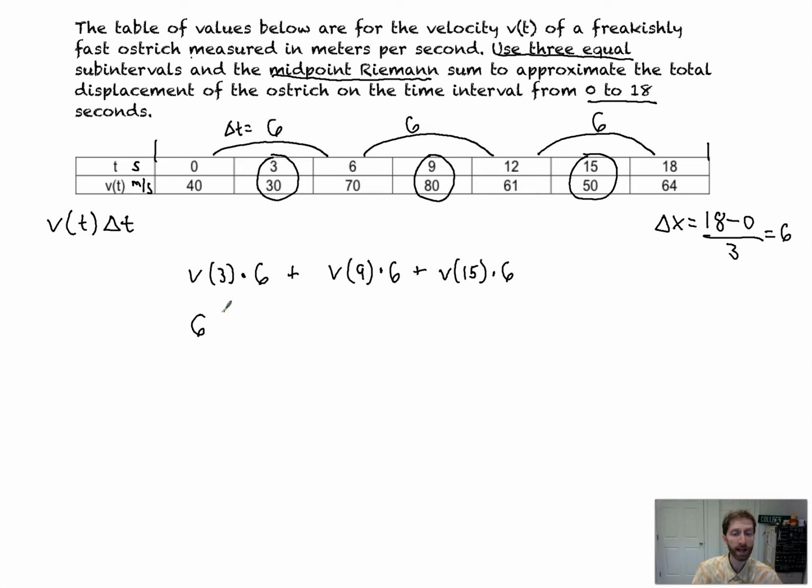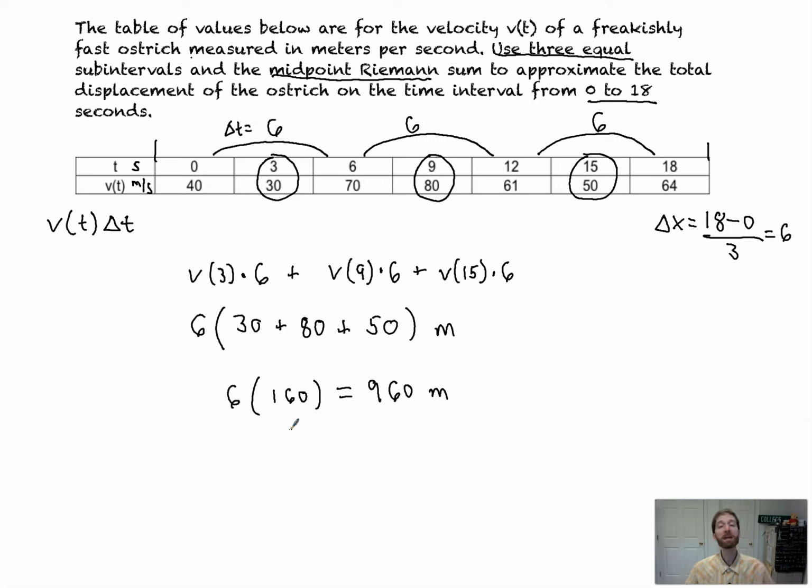So I'm going to take the 6 out. We can factor that out. v of 3 is 30 plus v of 9 is 80. At this point, I'm just pulling the information from the table. v of 15 is 50. And so what we end up with there is 6 times 110 and 50, which is 160, and that's going to equal 960. Remember, our units are in meters. That's it. So that's your midpoint sum.